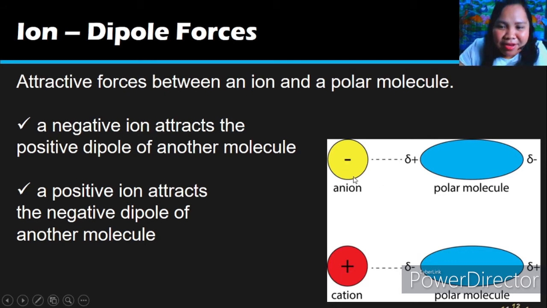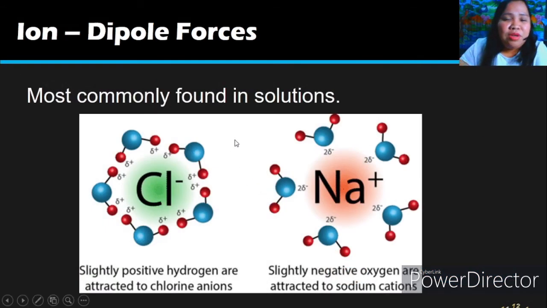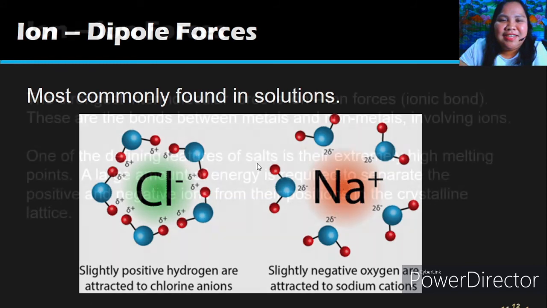Okay, we have here an ion and a dipole. Okay, so these are most commonly found in solutions. So just imagine your table salt. You will mix that in water, and what happens then? The sodium molecules is attracted to the negative end of the water, and then the chlorine molecules or atoms is attracted to the positive end of the water. So hence we have ion and dipole forces.